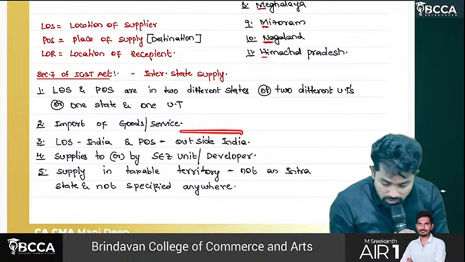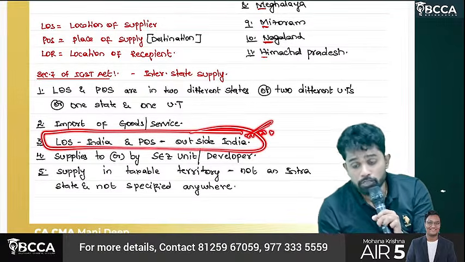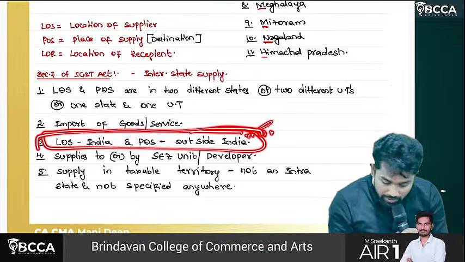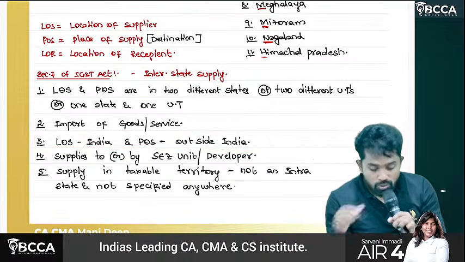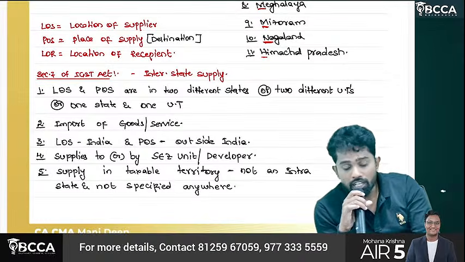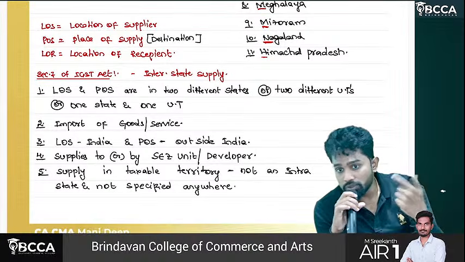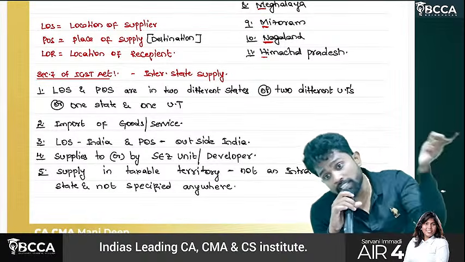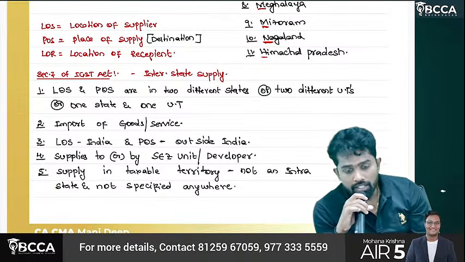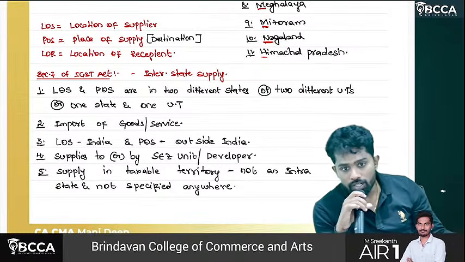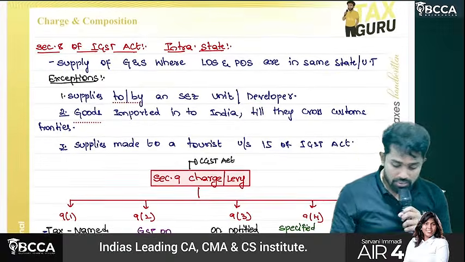But just because these two conditions are satisfied, it need not necessarily be an export. So these two conditions may be satisfied and still it may not be an export. That's why the location of supplier should be where? India. Place of supply? Outside India. Fourth one, supplies to an SEZ unit or SEZ developer, or supplies by an SEZ unit or developer. And fifth one, the residual category. It is within the taxable territory only, but not intrastate. Then that is called what? Interstate.